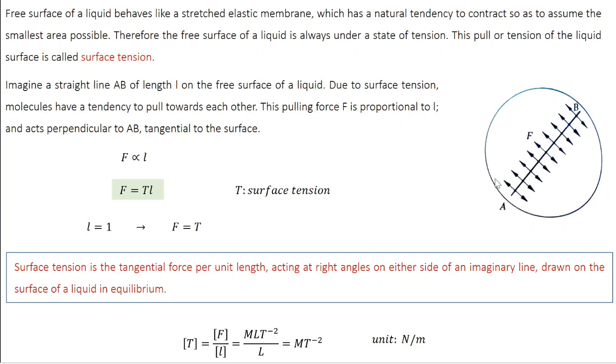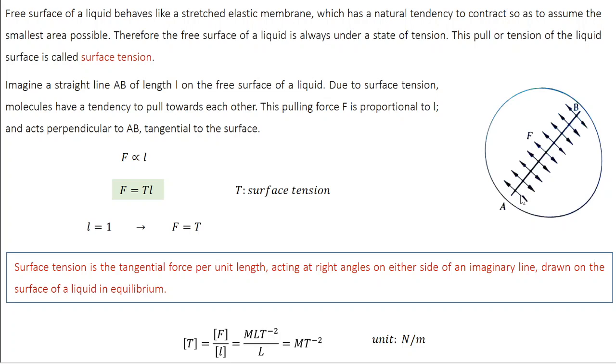If you imagine that this is the surface of a liquid, and if you draw an imaginary line AB of length L, so you have molecules on this line. So you have a one-dimensional array of molecules on this line, and since the surface has a natural tendency to contract, the molecule on the right side of this line will try to attract this molecule so that the separation distance can be minimized.